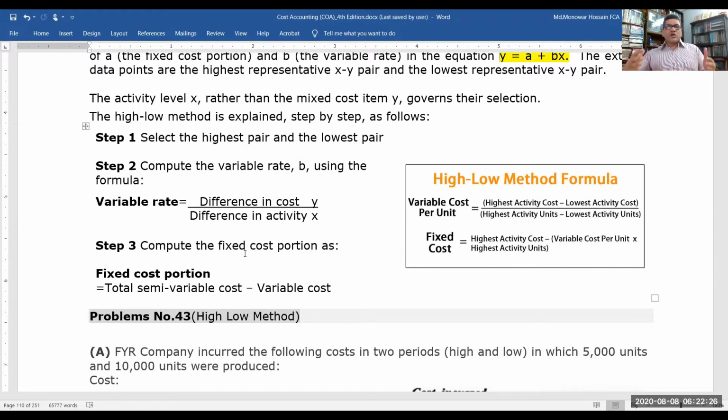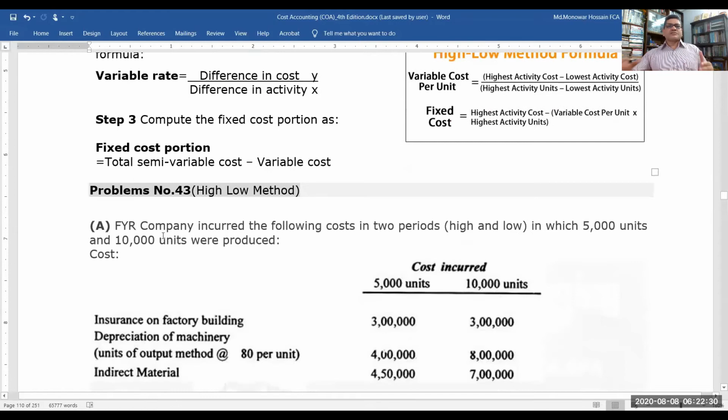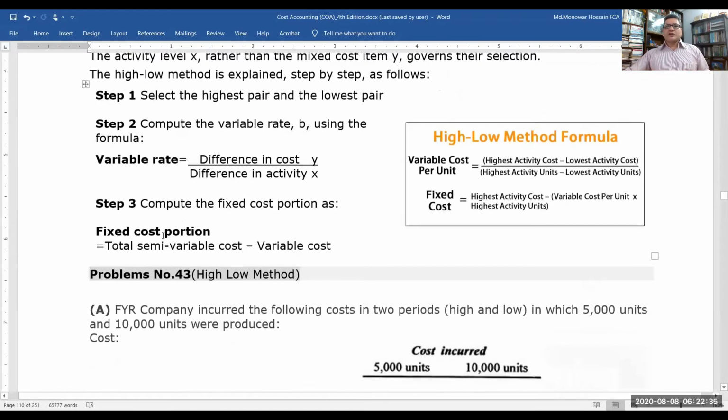So we have to compute the fixed cost portion, which equals total semi-variable cost minus variable cost. Also, in the formula, variable cost per unit is the highest activity cost minus the lowest activity cost, divided by the highest activity units minus the lowest activity units. The fixed cost we can calculate as the highest activity cost minus variable cost per unit multiplied by highest activity units. So this is the formula of the high-low method.